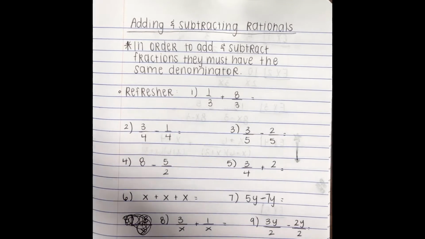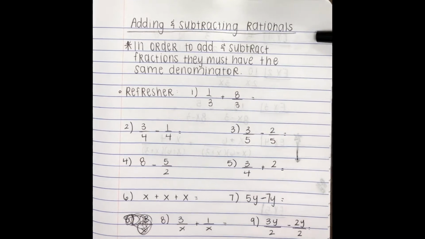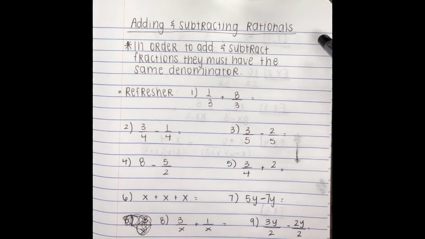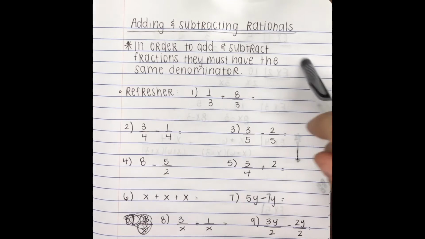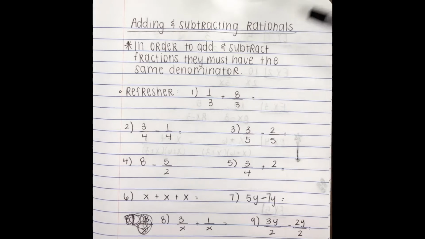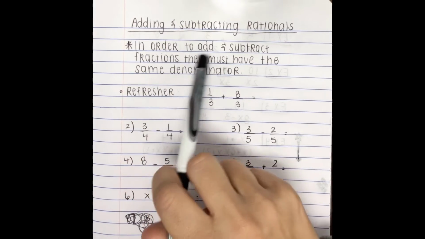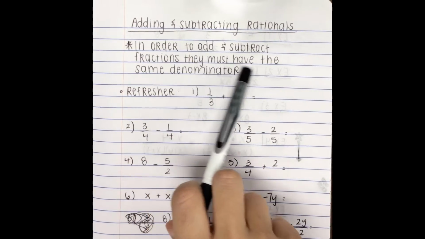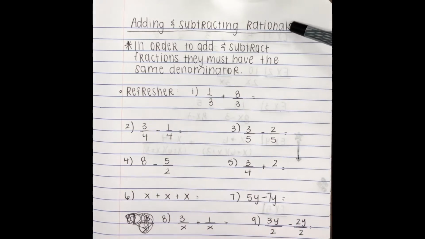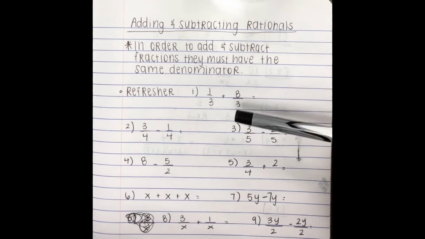All right, so today we're talking about adding and subtracting rationals. We're getting back to rationals. We already did multiplying and dividing. Now we're going to look at adding and subtracting, okay? So just to start, a reminder, in order to add and subtract fractions, they must have the same denominator. So rationals are just like fractions, okay?